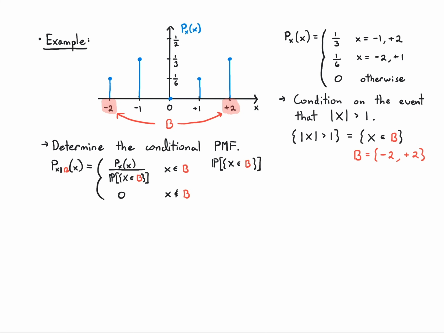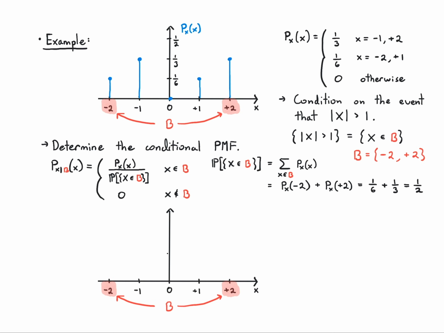Well, by additivity, I can just sum up the values of B. I sum over the values of B for the PMF, and I just have the probability of x being -2 plus the probability of x being +2. So that's going to be a sixth plus a third, and that's a half.